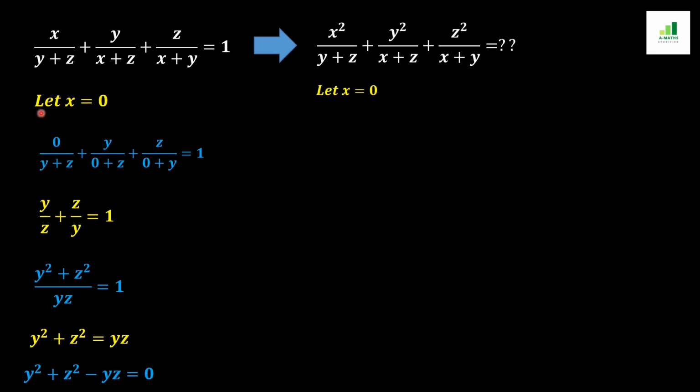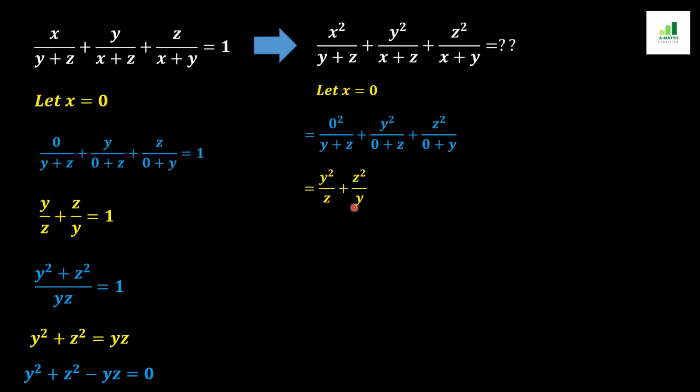Now in the next step, we simplify the required expression, considering x equal to 0 as before. When we replace the value of x equal to 0 inside this expression, we get 0 square over y plus z plus y square over 0 plus z plus z square over 0 plus y. When we simplify this, we get y square over z plus z square over y.